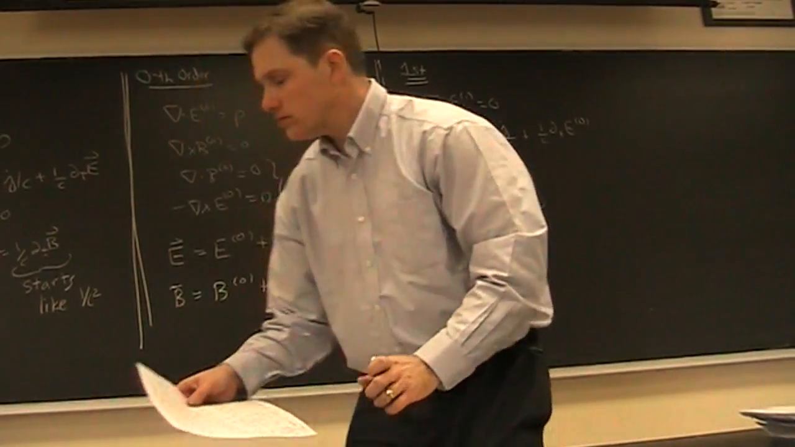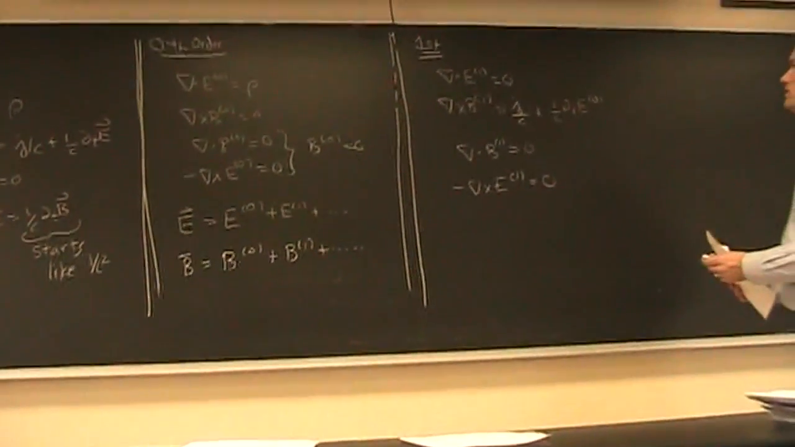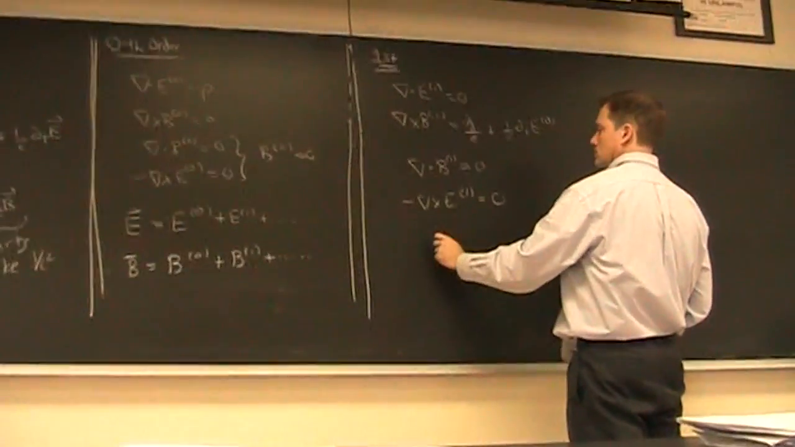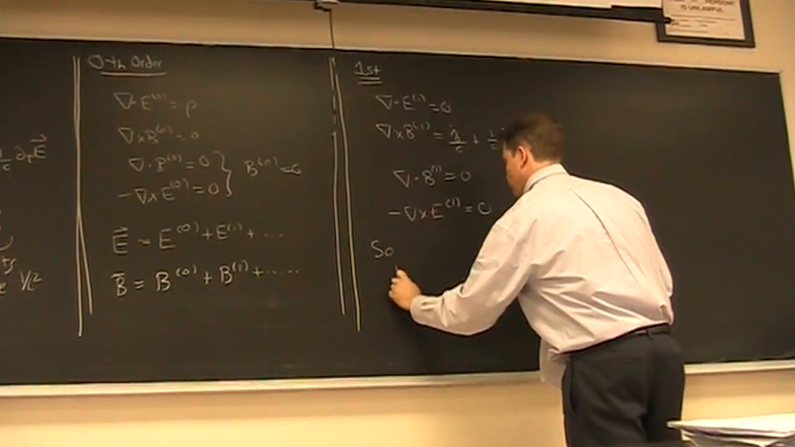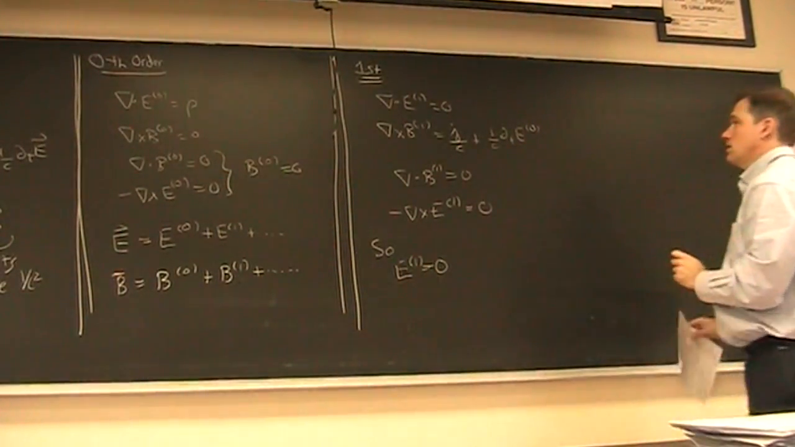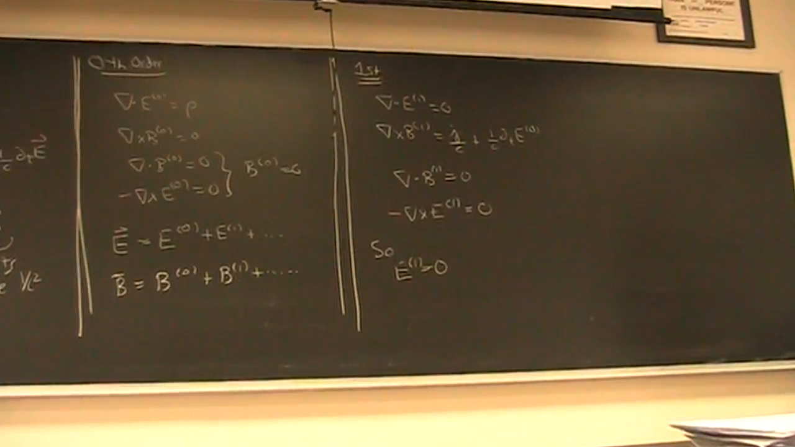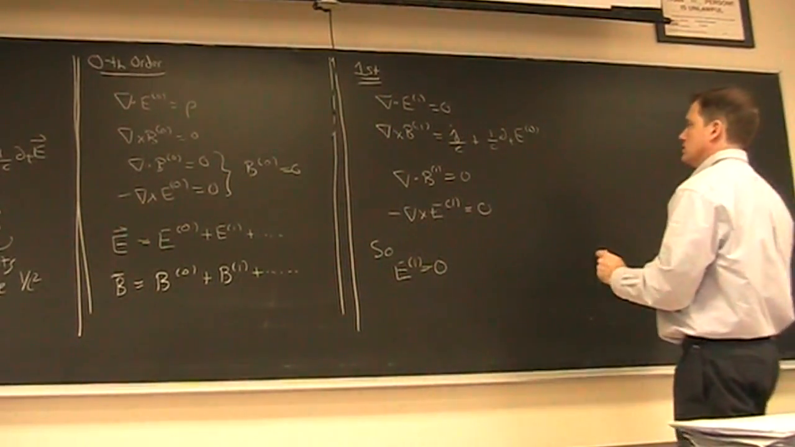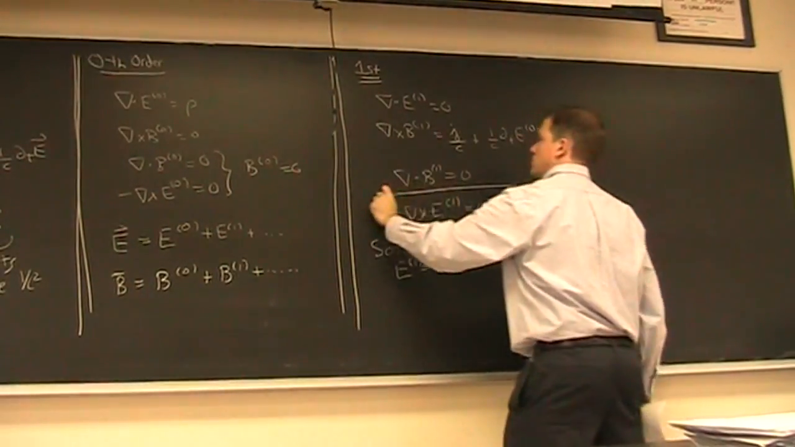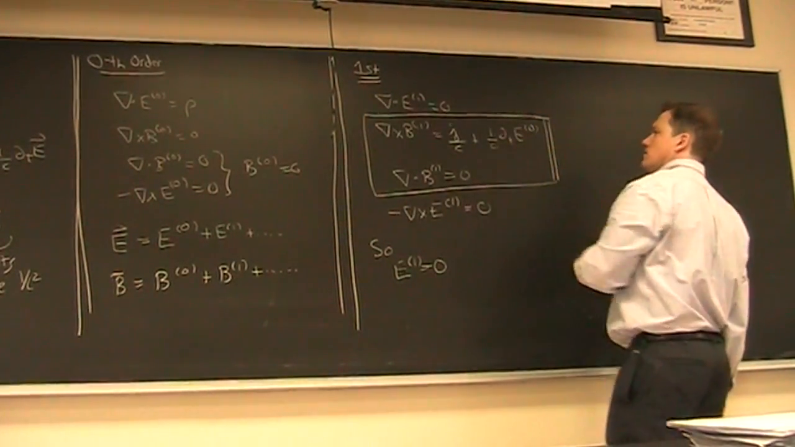What do I get there? So what you're supposed to do, let me erase this. Look at these. So first of all, you could set E1 equals 0. Okay, so let me just eliminate those equations. And so now I'm dealing with these two, which are the equations of magnetostatics.